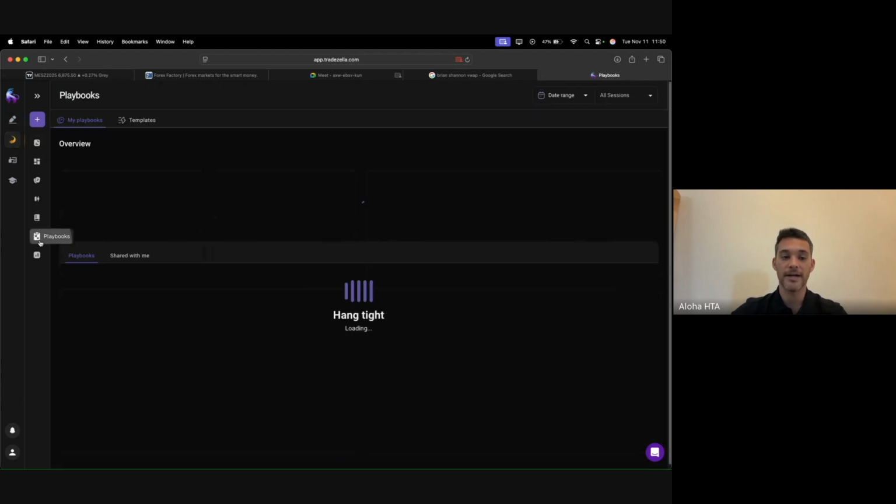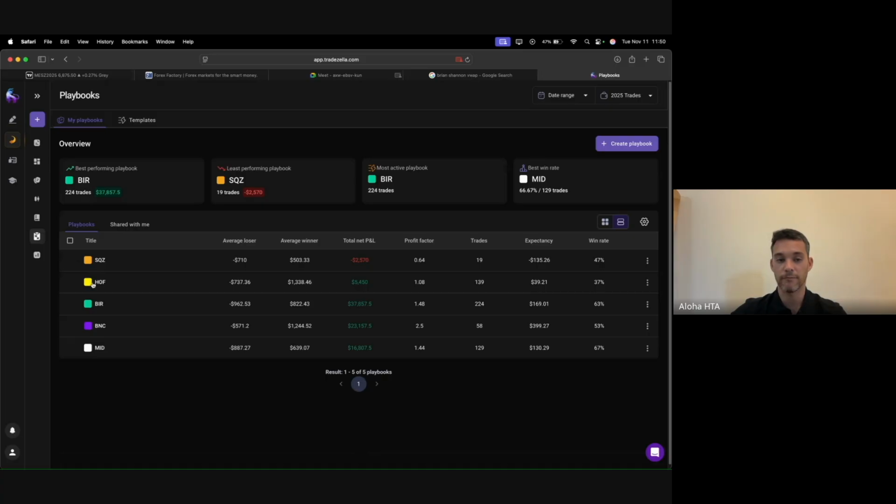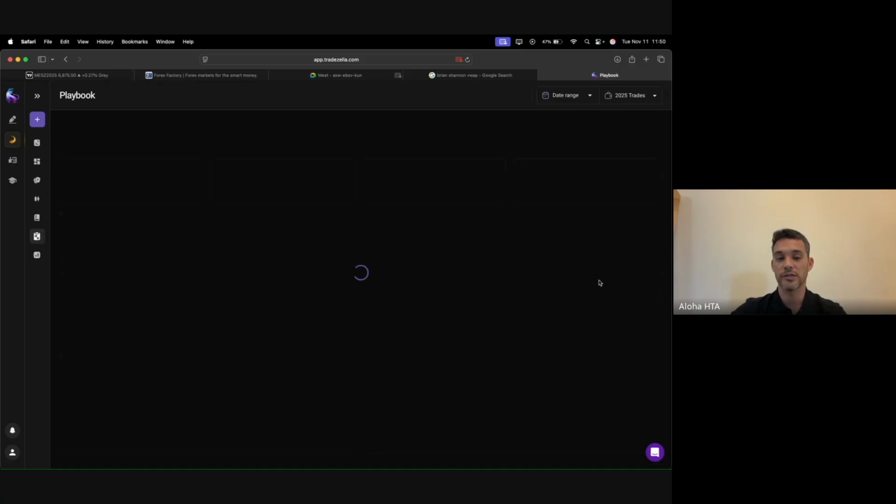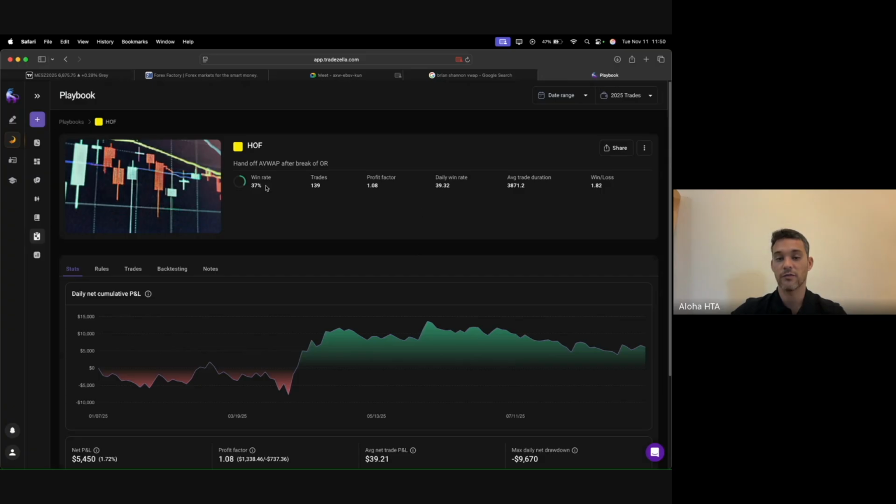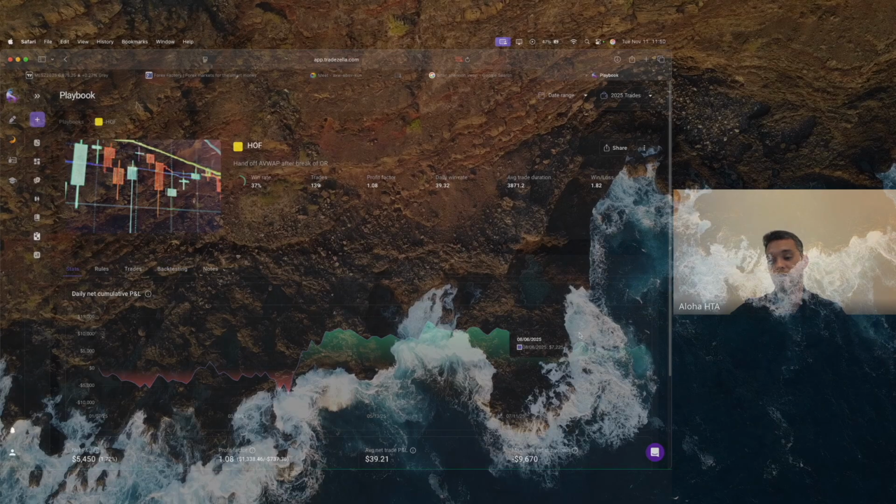If I go to my back testing, however, click on playbooks, my handoff, I have 139 trades and only a 37% strike rate. So that's very, very low. It's the lowest out of all of my edges here using the anchored VWAP. But again, this is just to gather data to see if the edge was profitable in the first place. And you can tell that it is, as long as I hold long enough and enter at the right times with a double break, it's profitable.